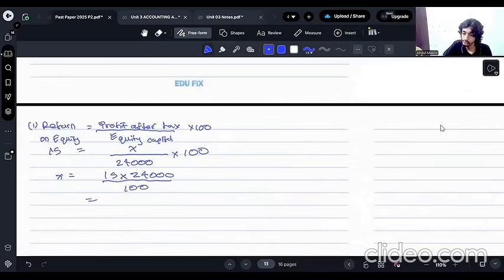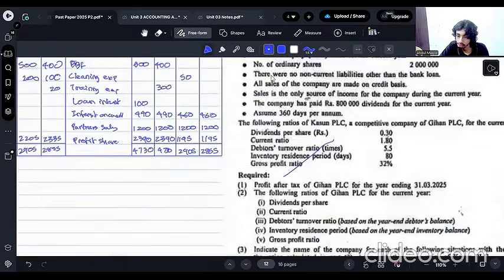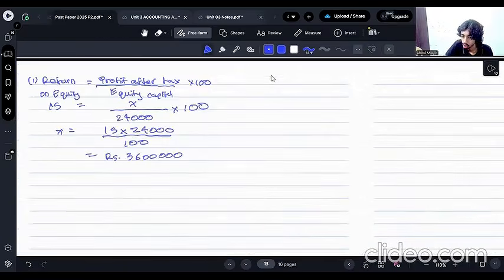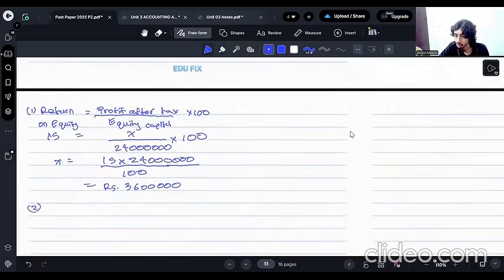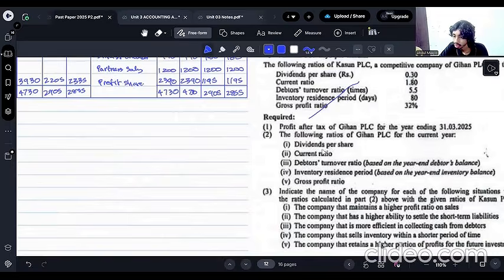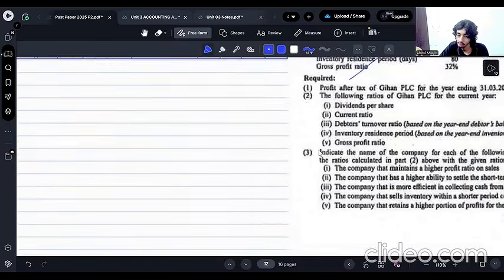That will be, now these are in thousands, then it's gonna be rupees 3,600,000. Okay, so it's gonna be, wait, it's in thousands, we'll write the full value then. 2,400,000. Okay. Then the second requirement, there are 5 sub requirements.